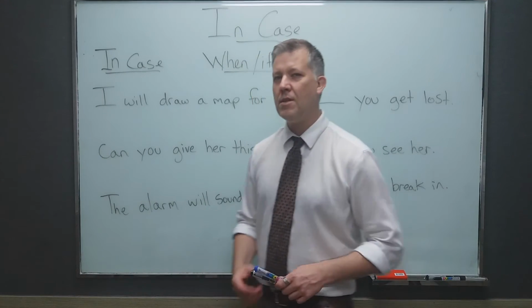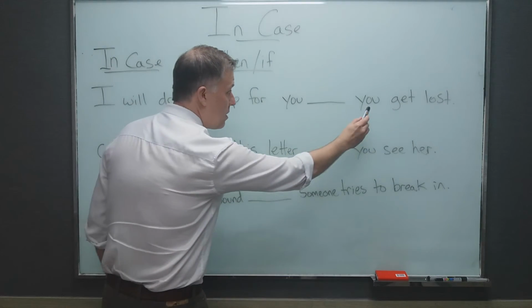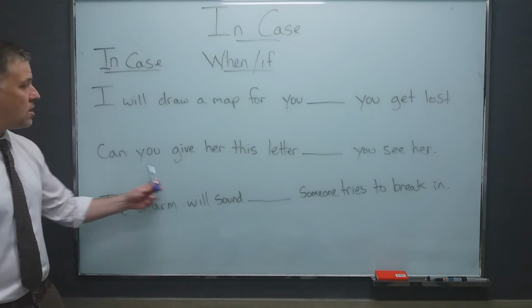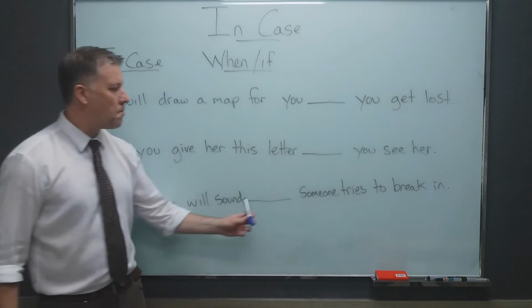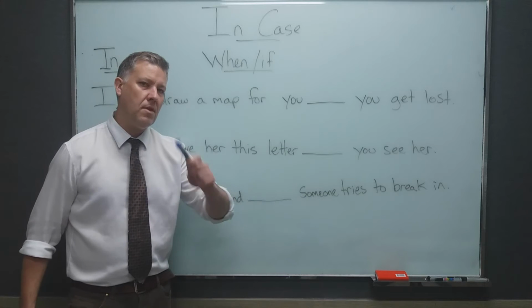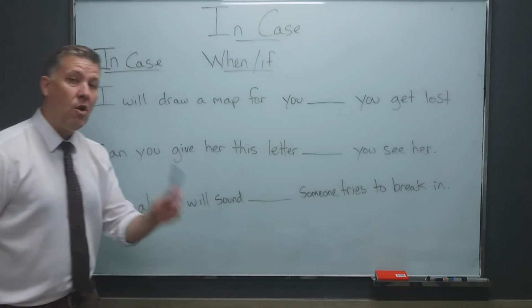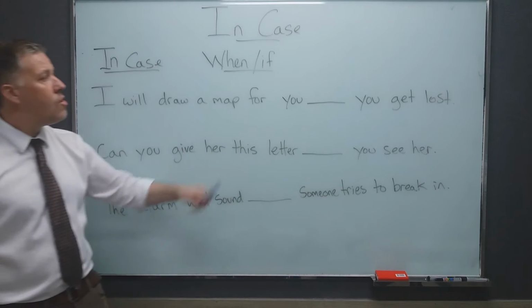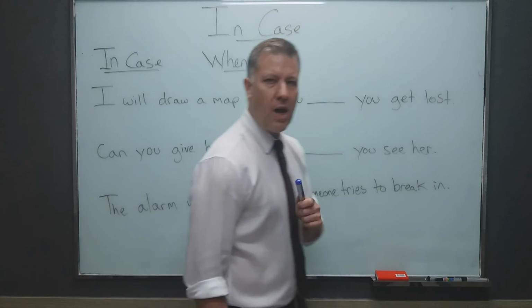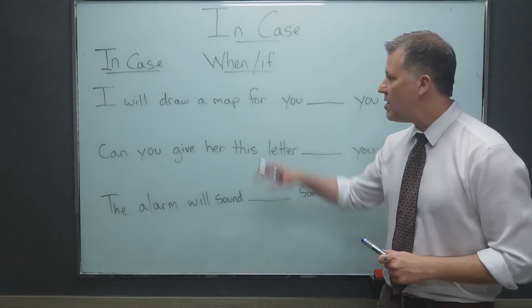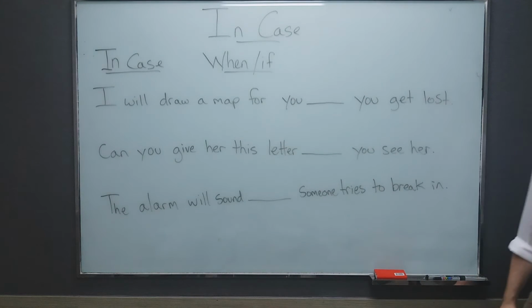Now here we have three sentences. I will draw a map for you, blank, you get lost. You can give her this letter, blank, you see her. The alarm will sound, blank, someone tries to break in. Now, you have one of two choices. In this blank spot, only either in case or when or if can go in these spots. I would like you to pause this video and then try to figure the answer out. And then we'll look at the answers.